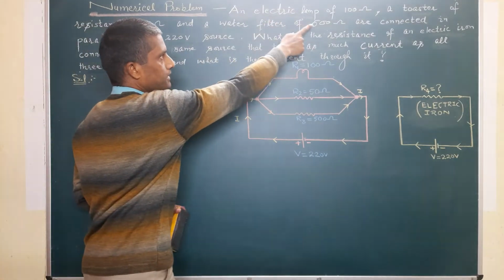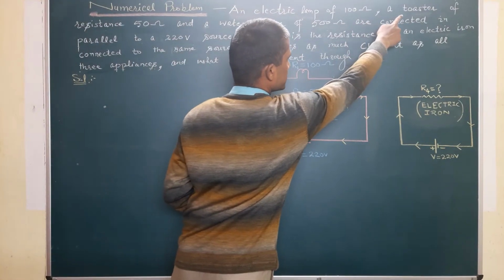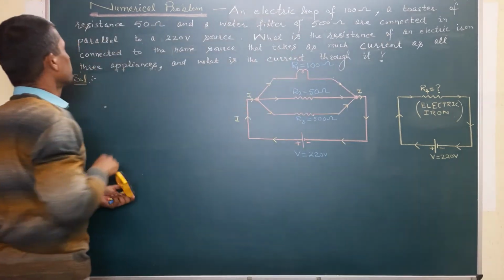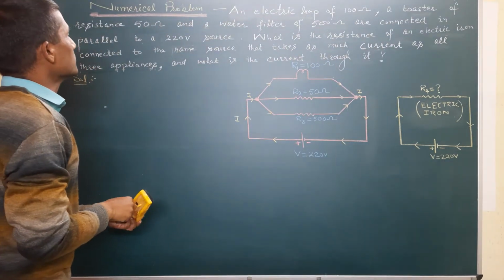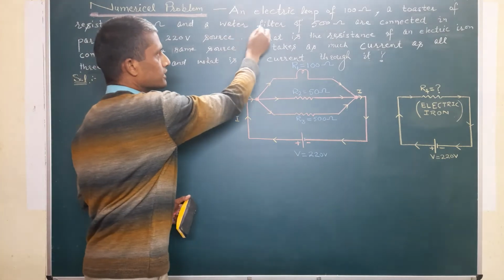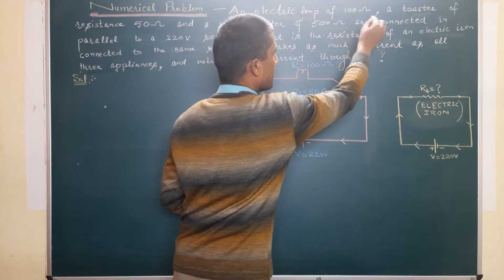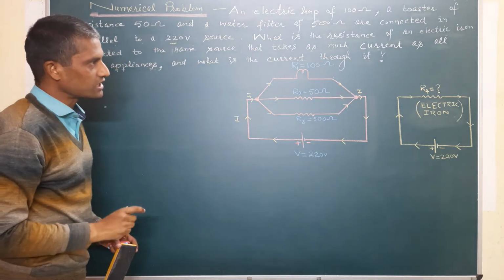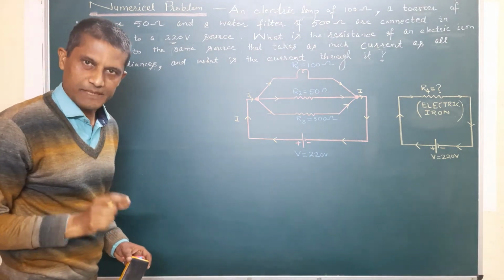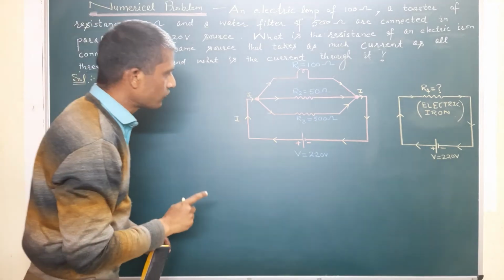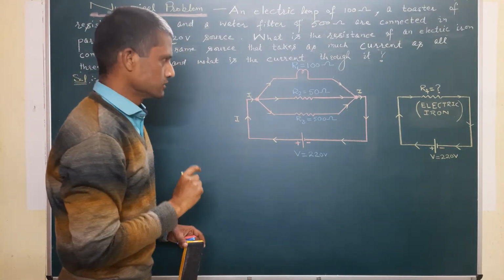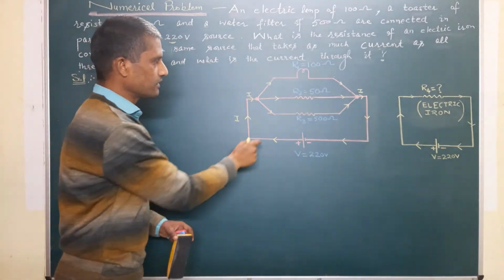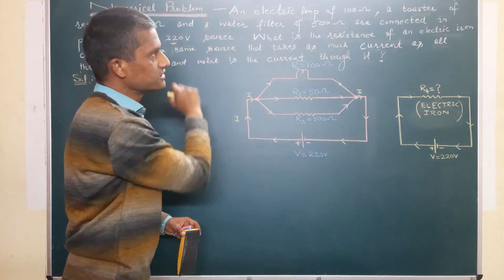An electric lamp of 100 ohm resistance, a toaster of resistance 50 ohm, and a water filter of 500 ohm are connected in parallel to a 220 volt source. So these are the three electrical appliances given over here which are connected to a 220 volt source. Just to simplify things, I have created a circuit diagram for these three resistors.